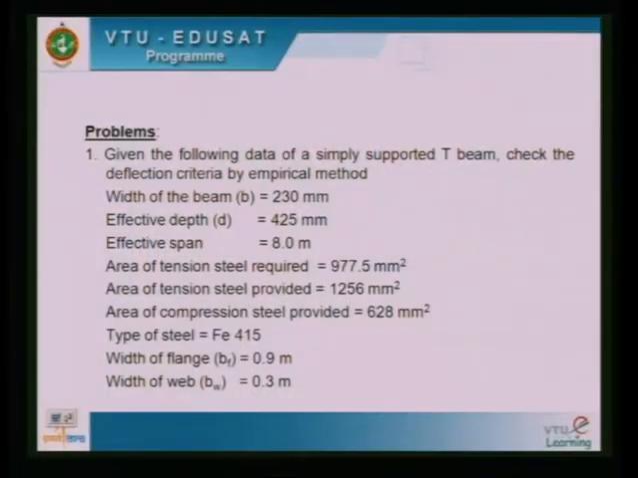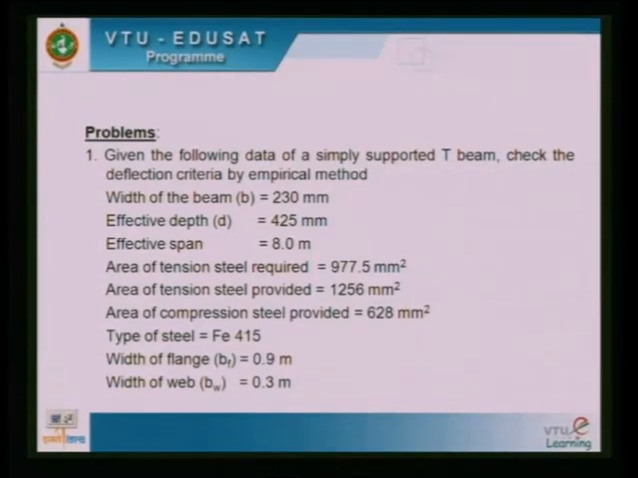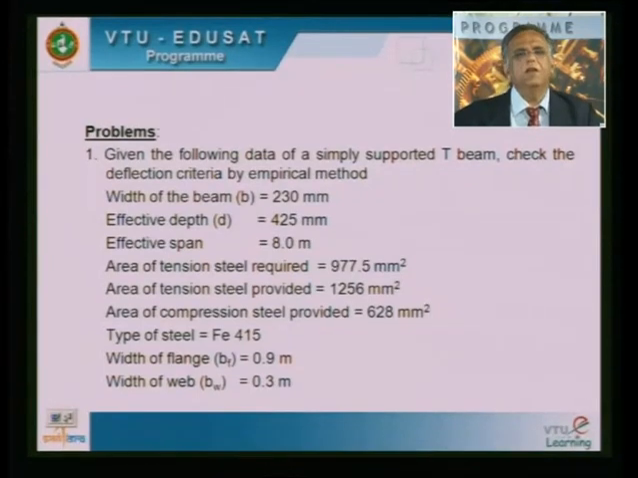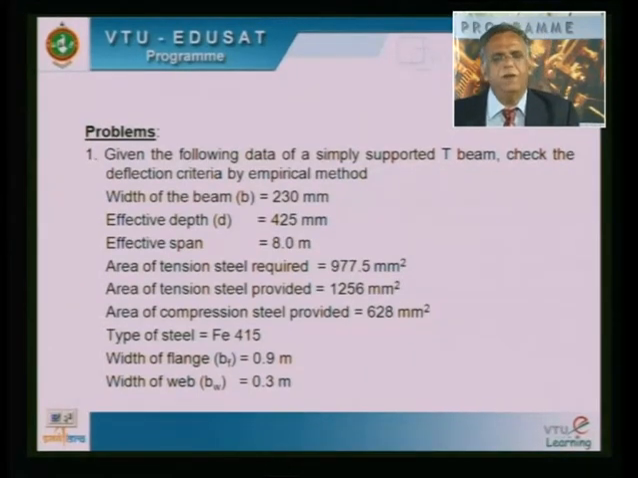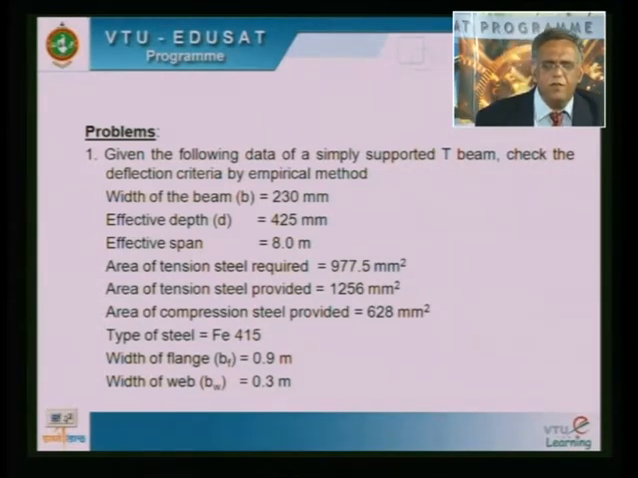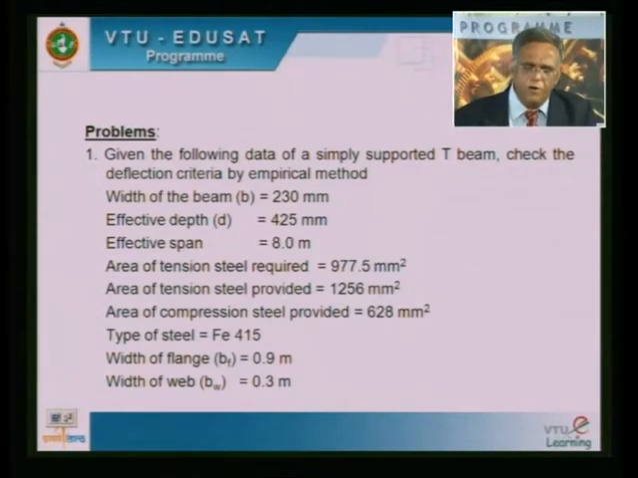I am going to first of all read out the problem. I think you can note down the different data given there. The data is very simple. To start with, I have taken a simply supported T-beam. Already I have explained the meaning of T-beam. A T-beam is the one which has got flanges on both the sides. An L-beam is the one which has got flange on only one side.